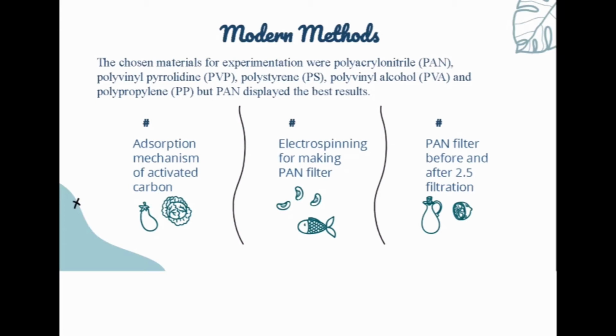The chosen materials for the experimentation were polyacrylonitrile (PAN), polyvinyl pyridine (PVP), polystyrene (PS), polyvinyl alcohol (PVA), and polypropylene (PP). But the PAN displayed the best results. This involved the adsorption mechanism of activated carbon, the electrospinning for making the PAN filter, and the PAN filter before and after PM 2.5 filtration. Okay, thank you.